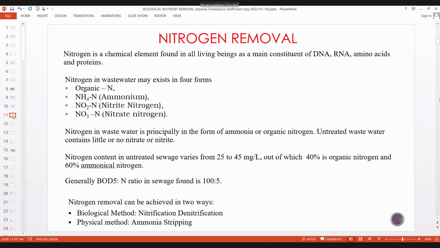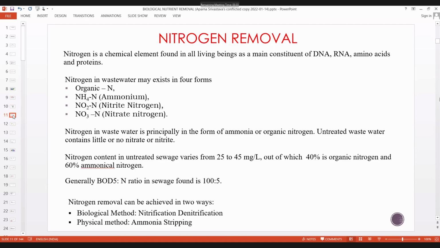So first, let us start nitrogen removal. So nitrogen, we know that it's a chemical element found in all living beings, and it's a main constituent of DNA and RNA, amino acids and protein. When I'm talking about wastewater, there are four forms of nitrogen. One is organic nitrogen, second one is ammonium, third one is nitrite, and nitrate.